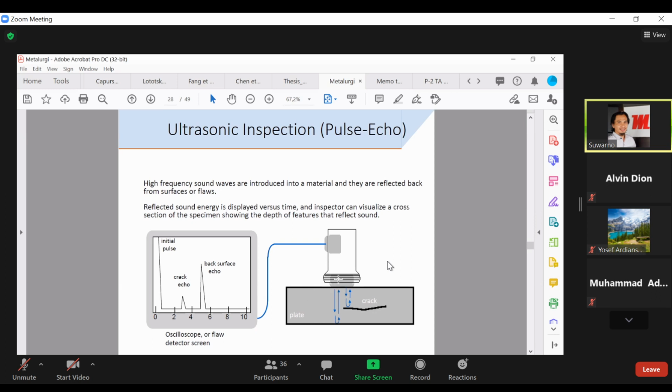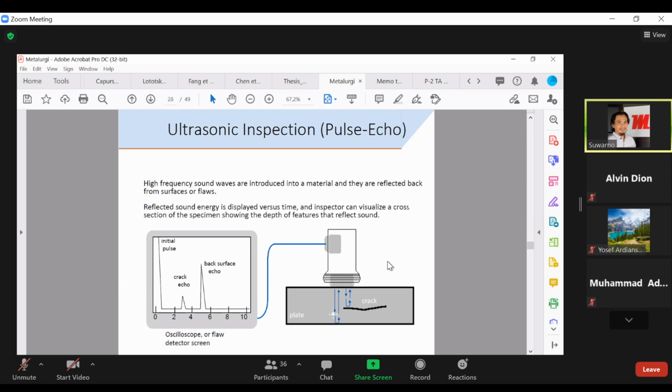So which means that you have a generator, and you have a sensor to catch the ultrasonic wave that comes back from the sample. So here, for example, if you have the ultrasonic wave, you see it like that.